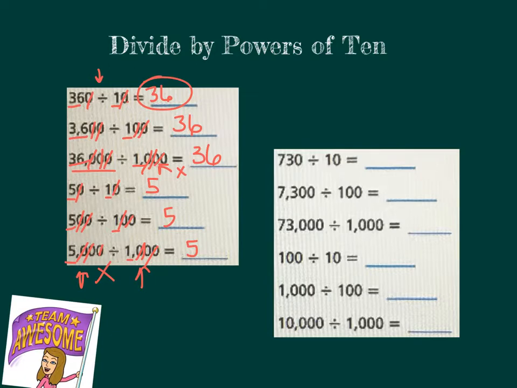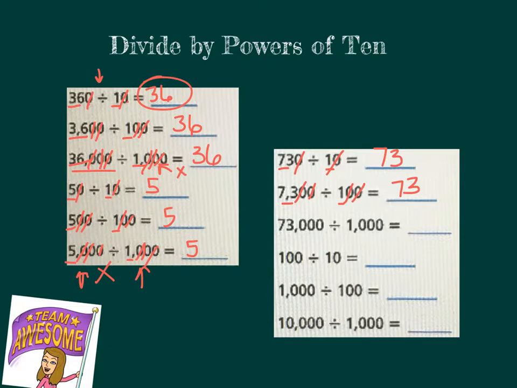So let's try 730 divided by 10. Well, 73 divided by 1 is 73. And cancel, cancel, no zeros to carry over. So sad. So 7,300 divided by 100. 73 divided by 1 is 73. Cancel, cancel, and cancel and cancel. So again, no zeros to carry over. It's a pattern I see forming.